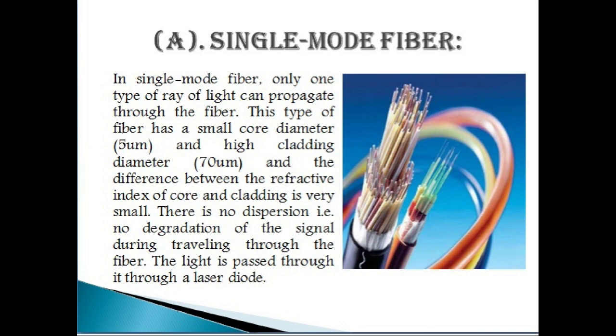A. Single-mode fiber. In single-mode fiber, only one type of ray of light can propagate through the fiber. This type of fiber has a small core diameter, 5 micrometers, and high cladding diameter, 70 micrometers, and the difference between the refractive index of core and cladding is very small. There is no dispersion, i.e. no degradation of the signal during traveling through the fiber. The light is passed through it through a laser diode.